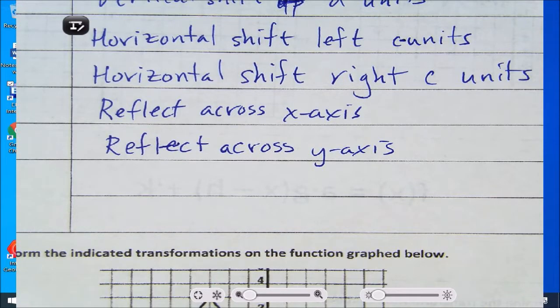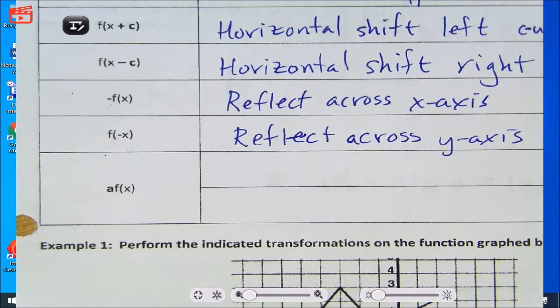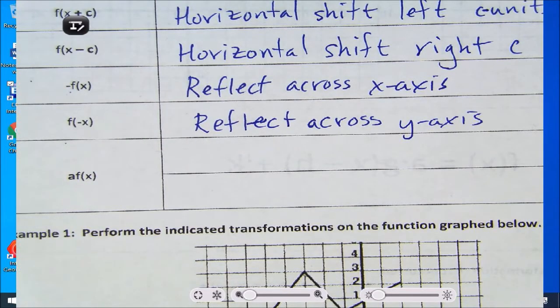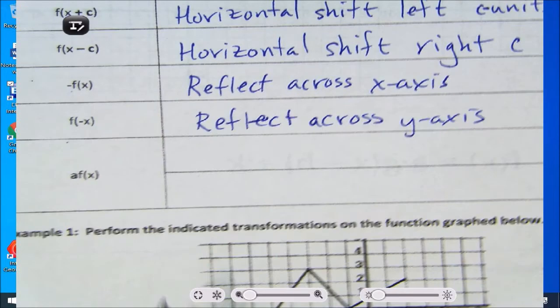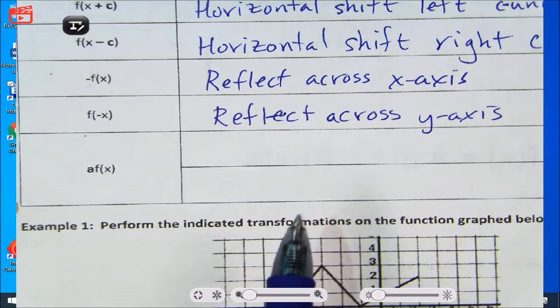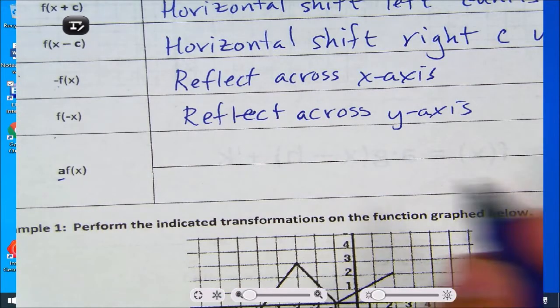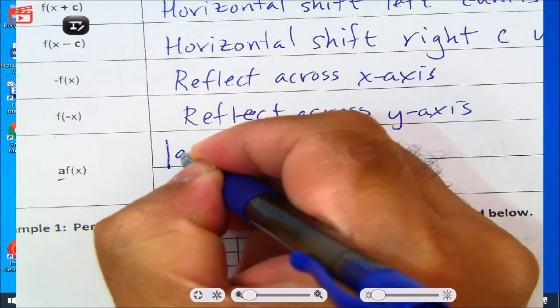Okay, so this last part has 2 blanks for it. But there really should be 3 blanks because I'm going to give you 2 ways that some textbooks write it, and then I'm going to give you a 3rd way that I prefer to say. Okay? So here, a. So a is multiplying f of x. Okay? And I'm going to put it in absolute value signs.